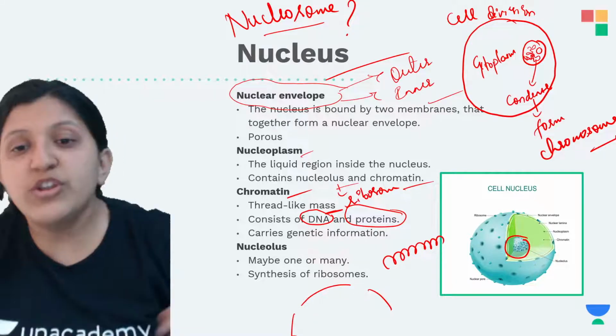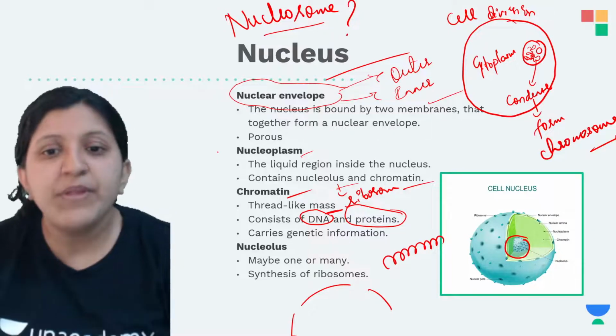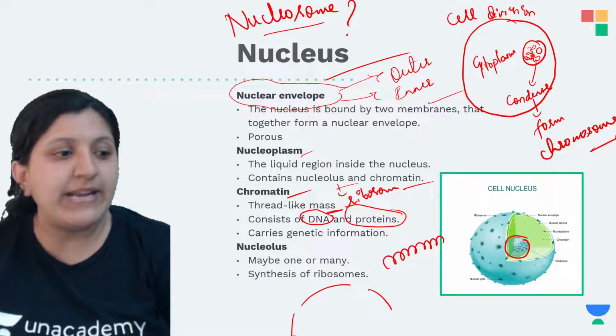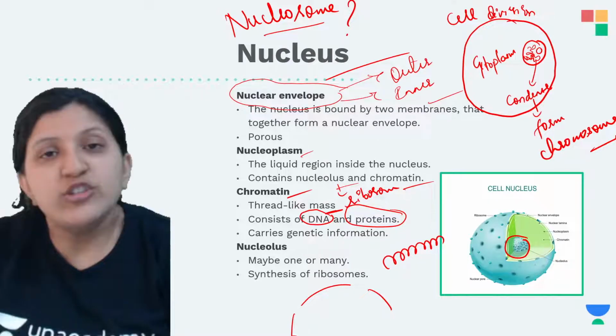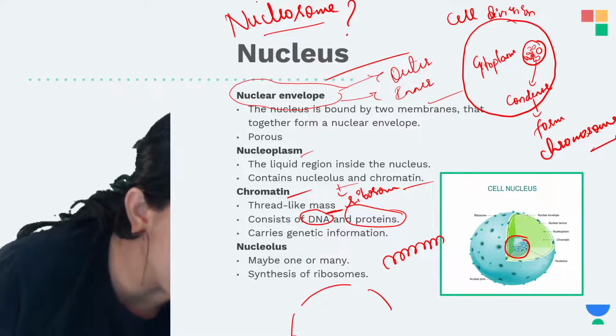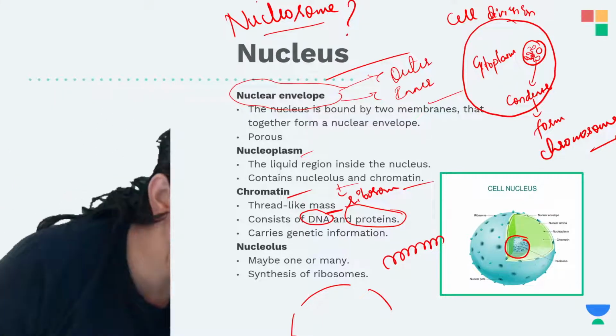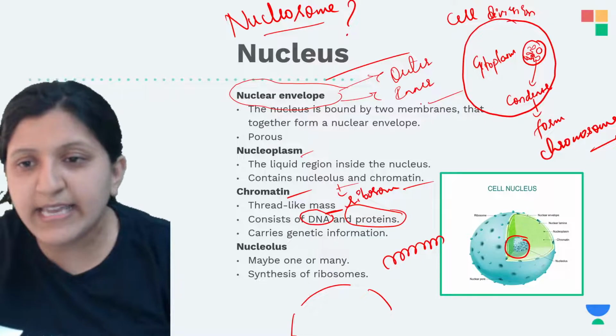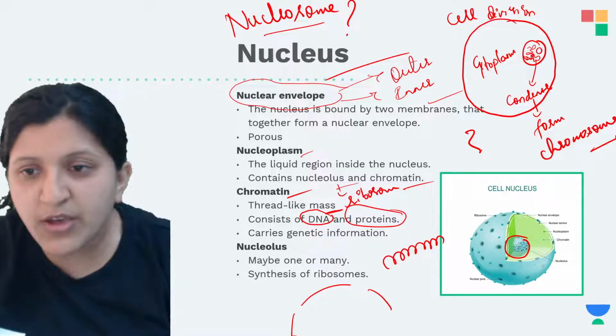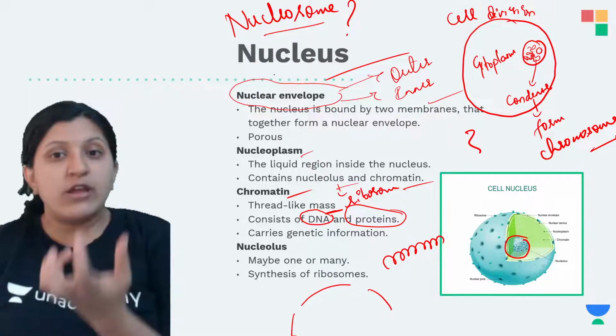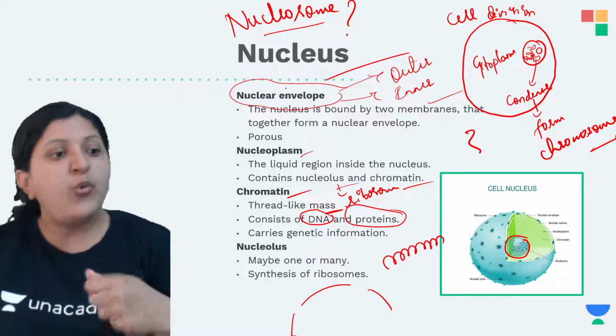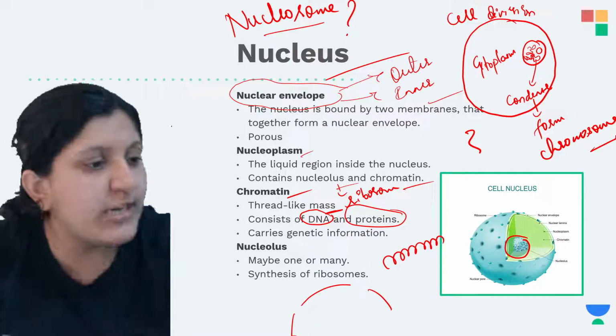Alright, so now you know nucleosome when we mention, so this is a thread-like mass. This is having a loose connection. So a nucleosome model is basically a DNA where the DNA is wrapped around a histone protein.